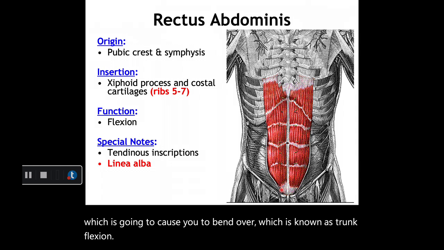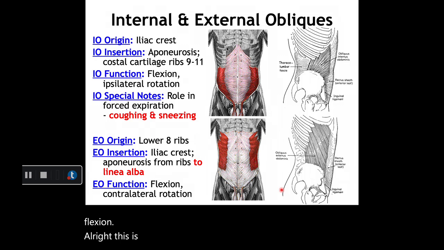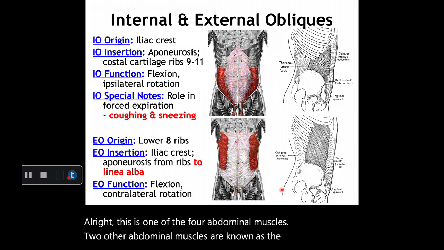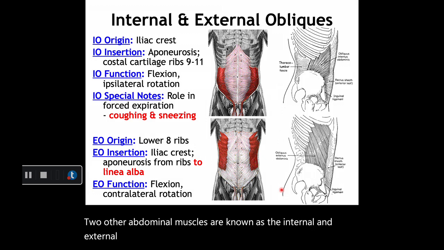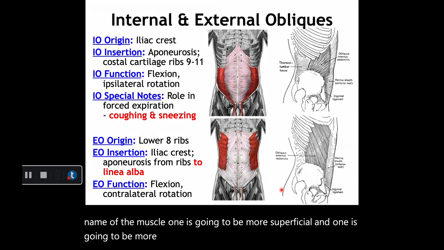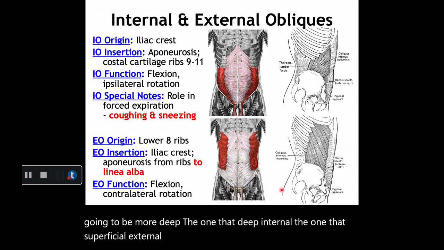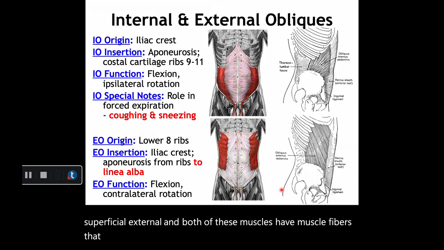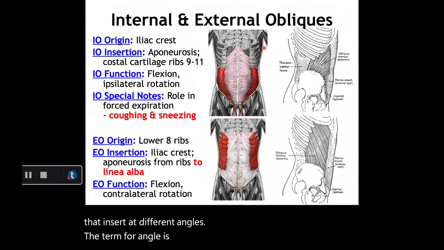All right. This is one of the 4 abdominal muscles. 2 other abdominal muscles are known as the internal and external obliques. And again, you can get something out of the name of the muscle. One is going to be more superficial and one's going to be more deep. The one that's deep, internal. The one that's superficial, external. And both of these muscles have muscle fibers that insert at different angles. The term for angle is oblique. So I have it listed here.